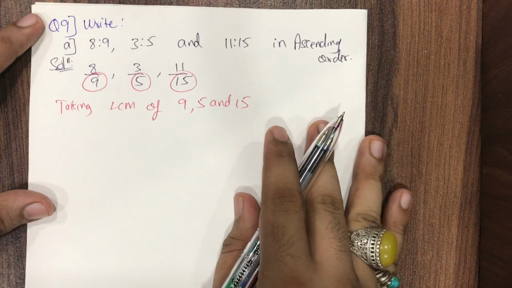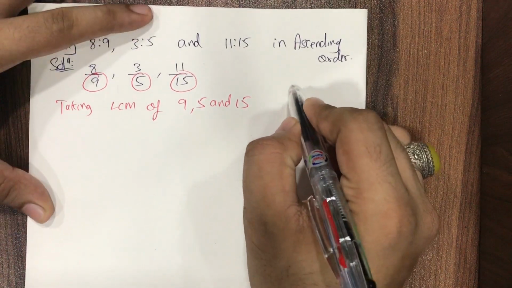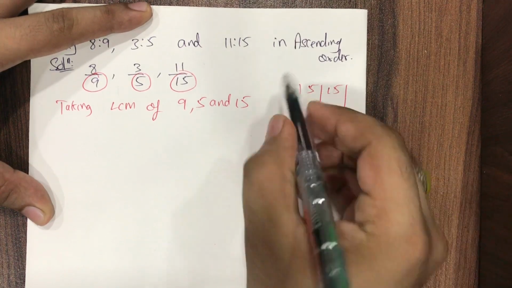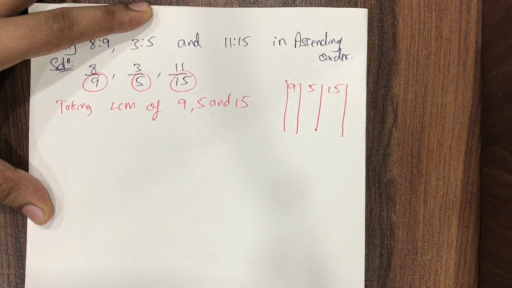Okay students, now I'm taking the LCM of 9, 5 and 15. How to do it? See, 9 I wrote here, 5 I'm writing here, and 15 I'm writing here. Okay, so now I'm starting with the LCM part.